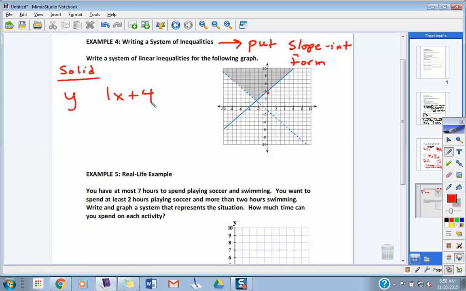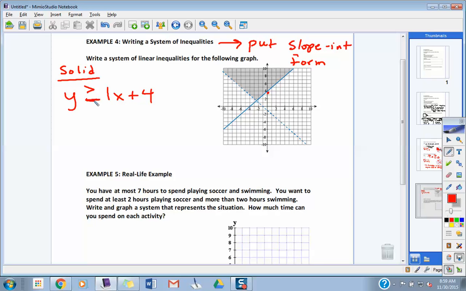Let's see. That shading is above that solid line, isn't it? And it's a positive y. So above positive y, what sign should I put in here according to this? Greater than. Do I want just greater than, or do I want something else with that? What kind of line was it? What do I need to put under here then? Greater than or equal to. That's the first part. Okay? Make sense there? All right.